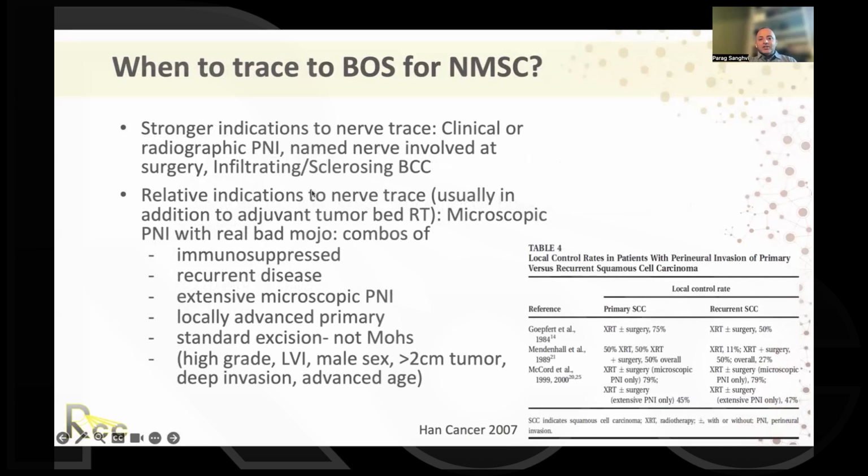Again, just that same information that I mentioned earlier for non-melanoma skin cancers: when do I think of tracing nerves? As I talked about, infiltrating and sclerosing basal cell carcinomas. And then other things that I take into account are risk factors, especially in squamous cell carcinomas: immunosuppression, recurrent disease, extensive microscopic PNI in your pathology specimen, and a very locally advanced skin cancer. In San Diego, unfortunately, I always call them T10 skin cancers. They are so advanced, they're eroding into the bone. Those are patients where you should just electively treat those nerve paths.